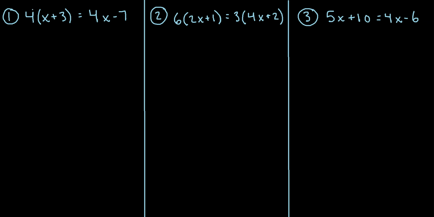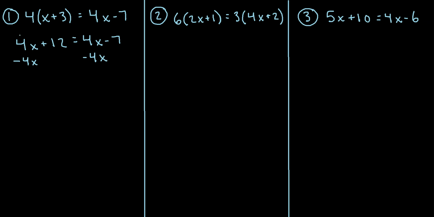So we can start by distributing this 4 into these parentheses on the left-hand side. So let's do that. We get 4 times x, that's 4x. And then we have 4 times a positive 3, that's 12. So we have 4x plus 12 is equal to 4x minus 7. Now, when we're trying to solve for x, we're trying to get all of the x's on one side of the equation. So maybe we'll try to, let's say, subtract this 4x. So let's subtract a 4x from each side.